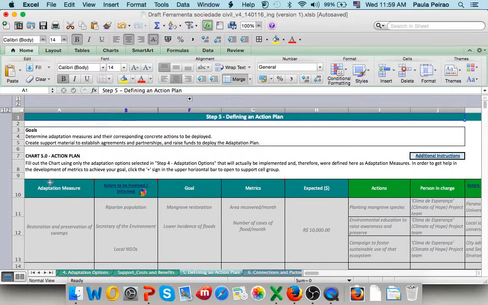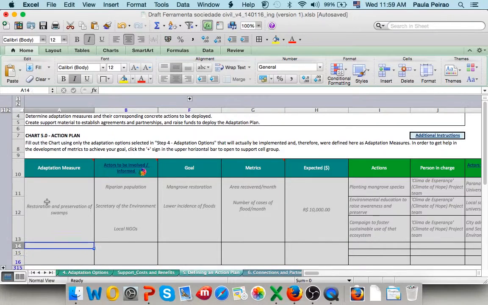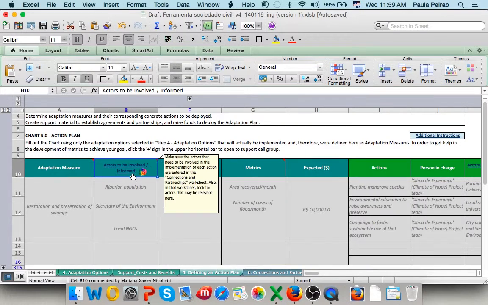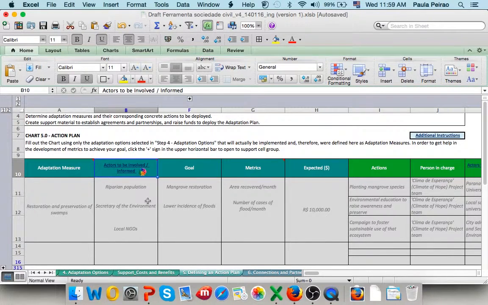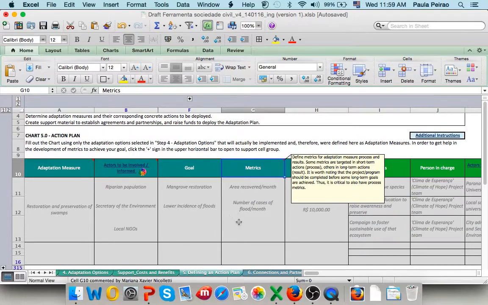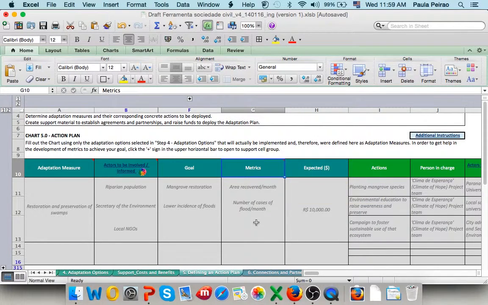First, bring from Step 4 the adaptation measures that were selected to be implemented. For each of these measures, think about the actors that should be involved or communicated and register them in Table 6. Also, think about the goal to be achieved with its implementation. In this step of the process, it is important to also think about indicators, which provide evidence that the process is or is not going as expected, and that certain results have been achieved.